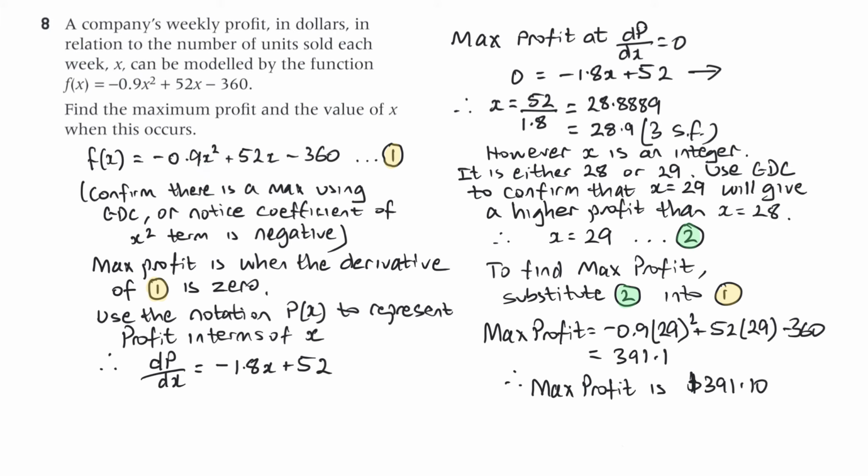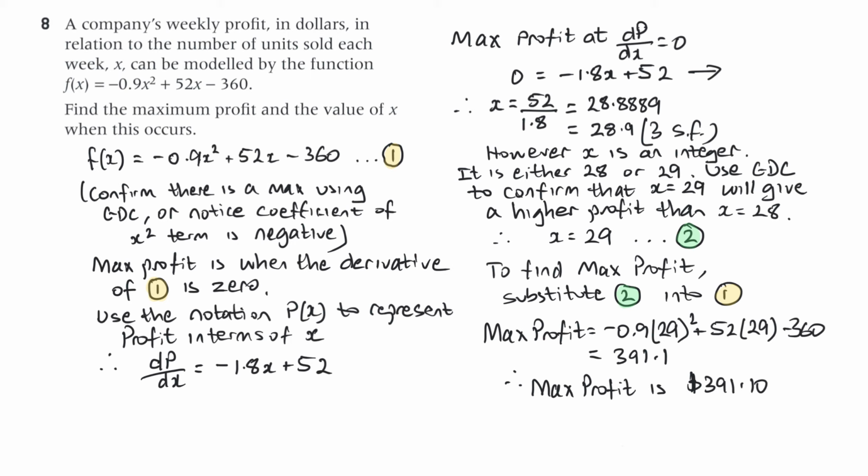Maximum profit is when the derivative of 1 is 0. Use the notation P(x) to represent the profit in terms of x. So this had F(x) there. I've changed it back to P(x) as per previous question. So dP/dx equals minus 1.8x plus 52. I've just taken the derivative of that. The maximum profit is at dP/dx equals 0. So we put 0 in for that, and we find that x is 28.9 to 3 significant figures.